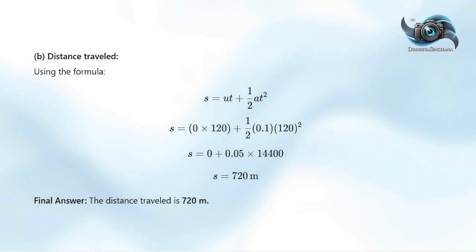B. Distance travelled. Using the formula, distance equals initial velocity multiplied by time plus 1 divided by 2 multiplied by acceleration multiplied by time squared. Distance equals 0 multiplied by 120 plus 1 divided by 2 multiplied by 0.1 multiplied by 120 squared. Distance equals 0 plus 0.05 multiplied by 14,400. Distance equals 720 meters. Final answer, the distance travelled is 720 meters.